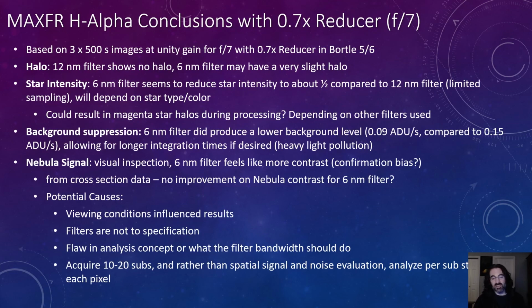What it seems like from this analysis is the biggest thing you're going to be doing is really reducing those stars. The star intensity seems to be the major difference between the 6 and 12 nanometer filter when used in this F7 configuration. We'll go see what that looks like once we get some of the HyperStar data in the near term.